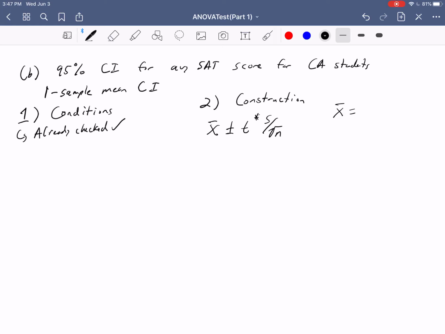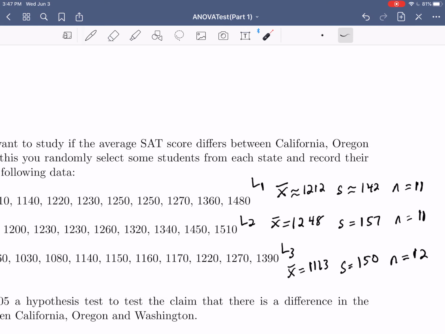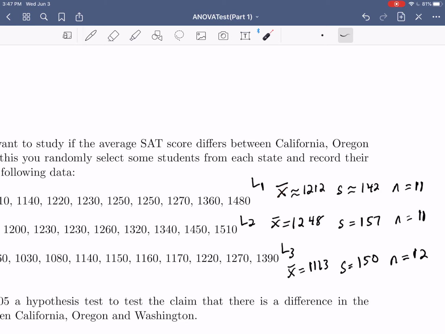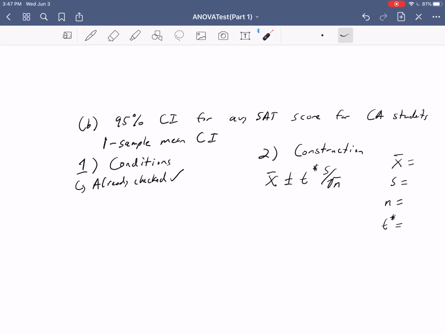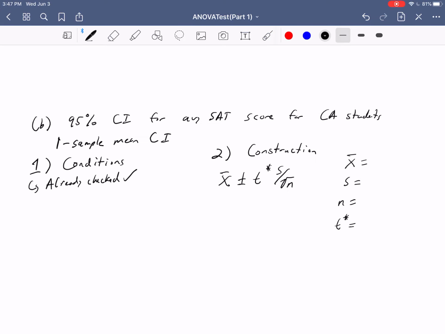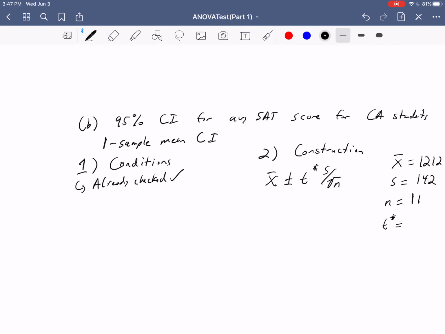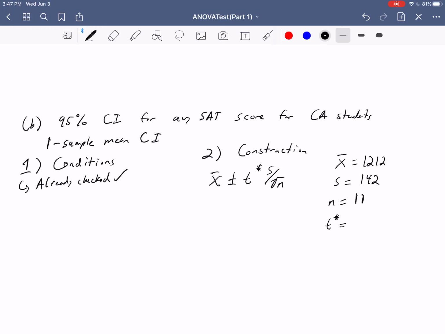So there's 4 things that we need to know here: x bar, s, n, and t star. Well, the average here would represent average for the California students. We actually already calculated that. That's back when we used the L1 data here, and we got an average of 1212, standard deviation of 142, and we know the n is 11. So let's fill all that stuff in. Our average is 1212, our standard deviation 142, I believe that's what we said, yep, and our sample size is 11.